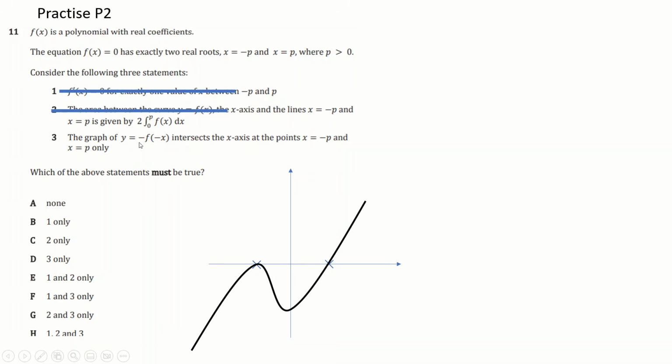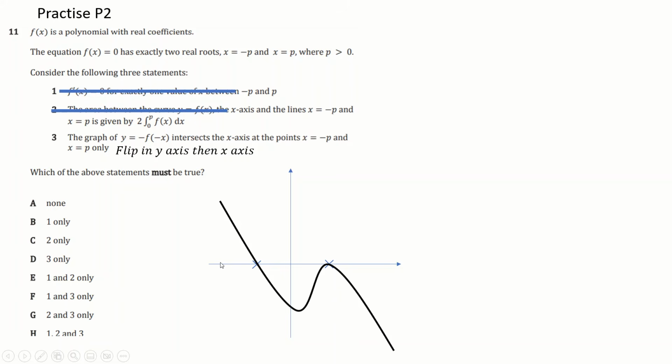Now, it's harder to come up with a counterexample to this, so let's think it through very logically. First, what this is asking you to do is flip it in the y-axis, then flip it in the x-axis. It actually doesn't matter which order you do those in. But if you take a graph that has two roots and you flip it in the y-axis, let's just go with first, it's still going to have two roots, right? Because this root just moves over there, this root just moves over there. You don't create any new roots. Like, you can't do that.